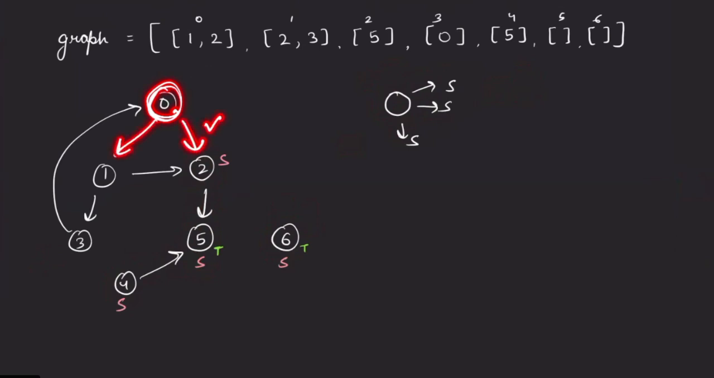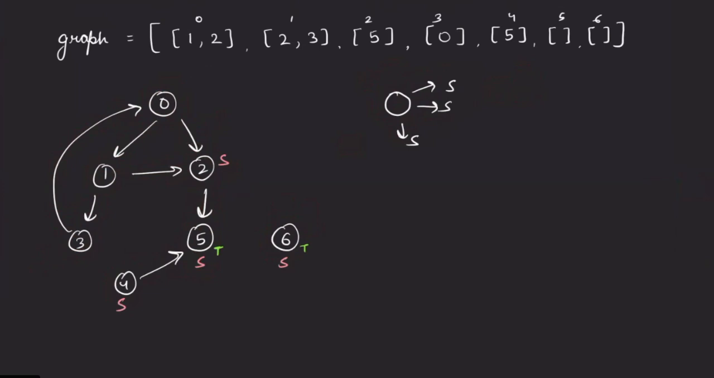This one is leading to a safe node, but we need to check this one as well, right? So from here, it will go to 1. From 1, we can go to node 2, which is a safe node, but we also need to check this particular path, right? So this path is leading to node 3 and node 3 is leading back to node 0, right?